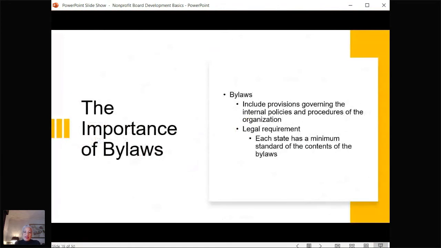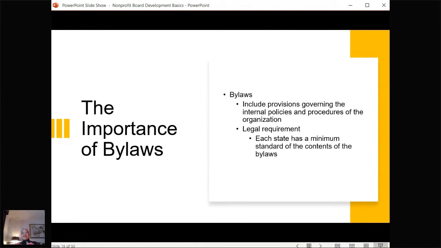And bylaws, we can't ever overlook or underestimate the importance of bylaws, because bylaws are exactly what they say. They're by law. They're legally binding, and they are done in alignment with the state code. So when you do your application for the IRS, they're going to be looking at your bylaws, and they want to make sure that there is an alignment with the state code. So these bylaws include provisions that govern the internal policies and procedures of the organization.